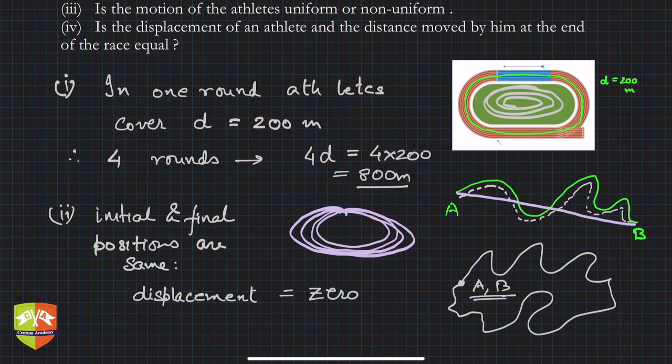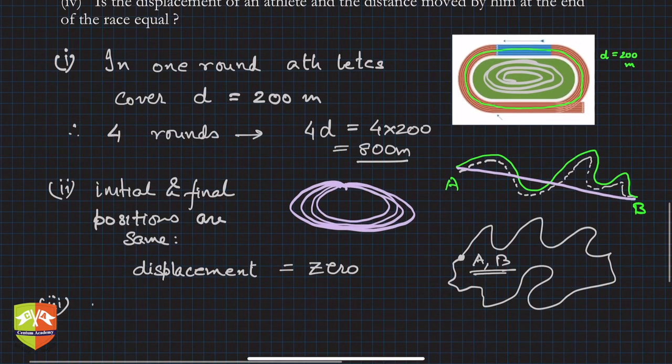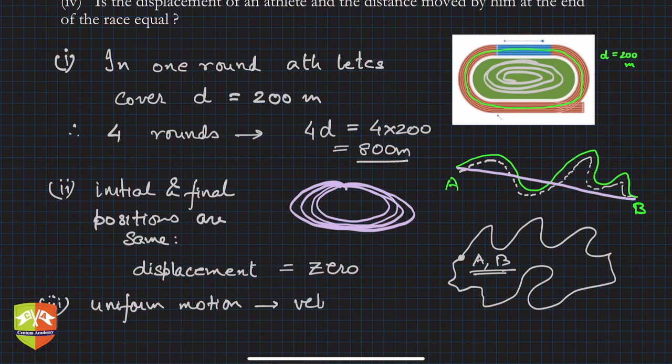This is question number three. For that, we need to understand what is uniform motion. Uniform motion is a motion in which velocity stays constant. What is uniform motion? Velocity stays constant, right?